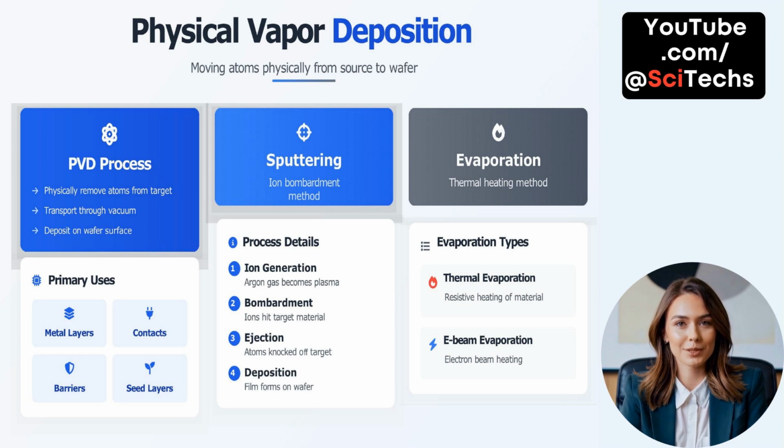There are two primary PVD methods. The first is sputtering, which uses ion bombardment. In this method, argon gas is ionized to create plasma. These ions are then accelerated toward the target, knocking off atoms that are deposited on the wafer. The second method is evaporation, which uses heat. Thermal evaporation heats the material resistively, while E-beam evaporation uses focused electron beams to heat and vaporize the source. PVD is ideal for simple structures requiring low temperature, line-of-sight deposition, and is critical in building functional interconnects and barrier films.